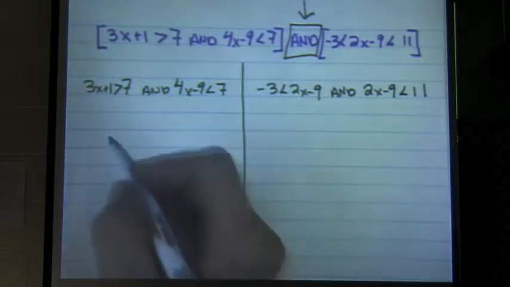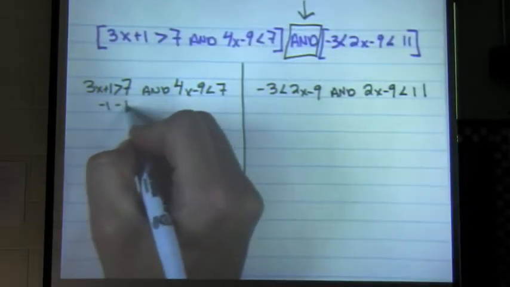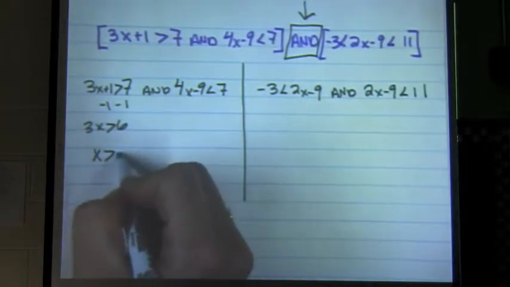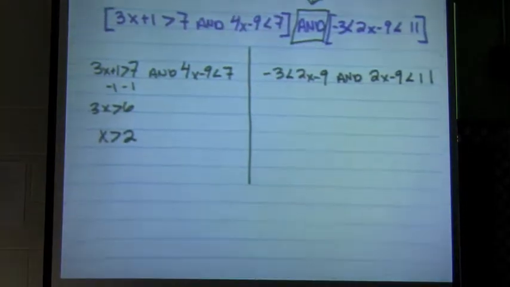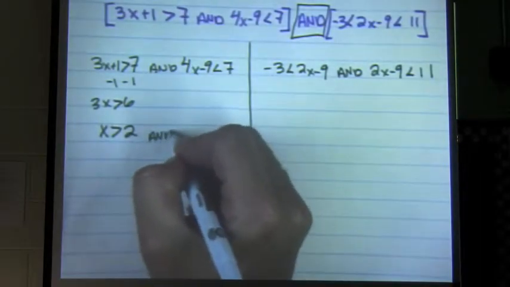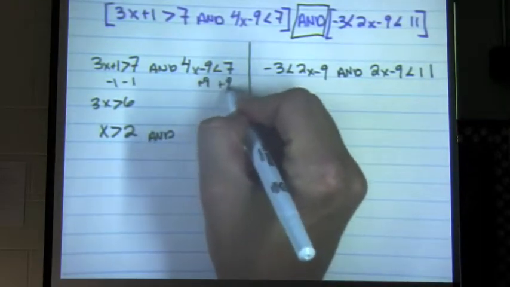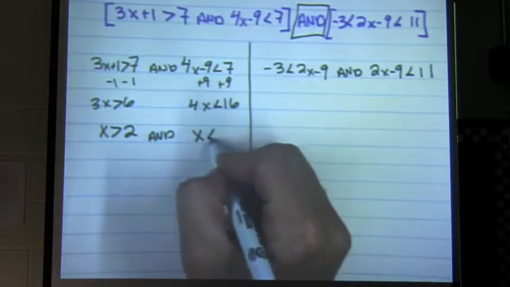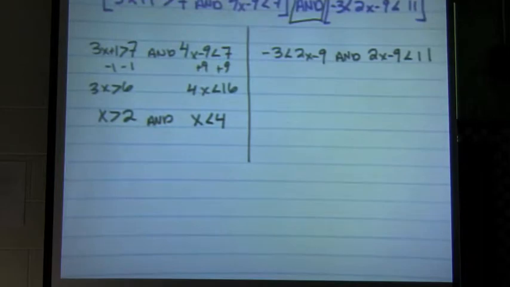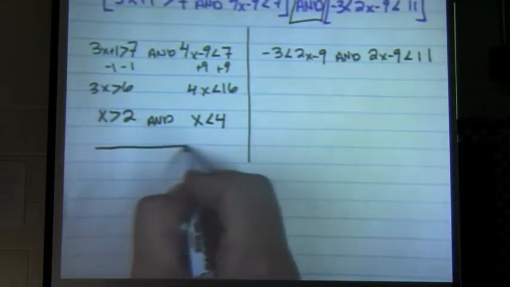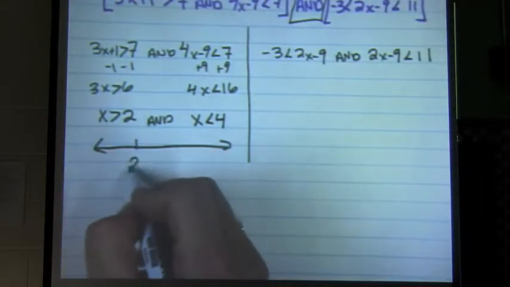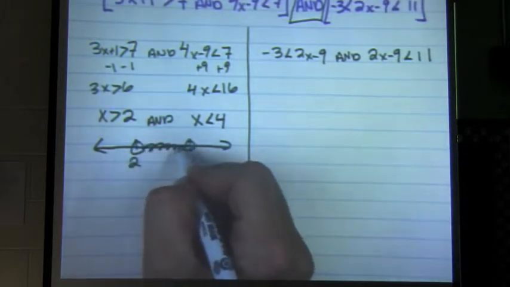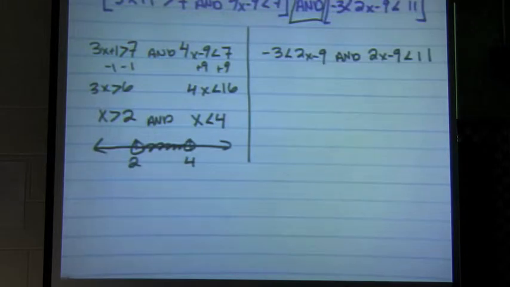now I'm going to solve both sides. On the left, I'm going to go ahead and isolate for x. 3x is greater than 6, divide both sides by 3. X is going to be greater than 2. And add 9 to both sides. 4x is less than 16, divide both sides by 4. X is less than 4. I can graph that right away. Number line, point at 2, a point at 4. Open circles, it's greater than 2, it's less than 4.